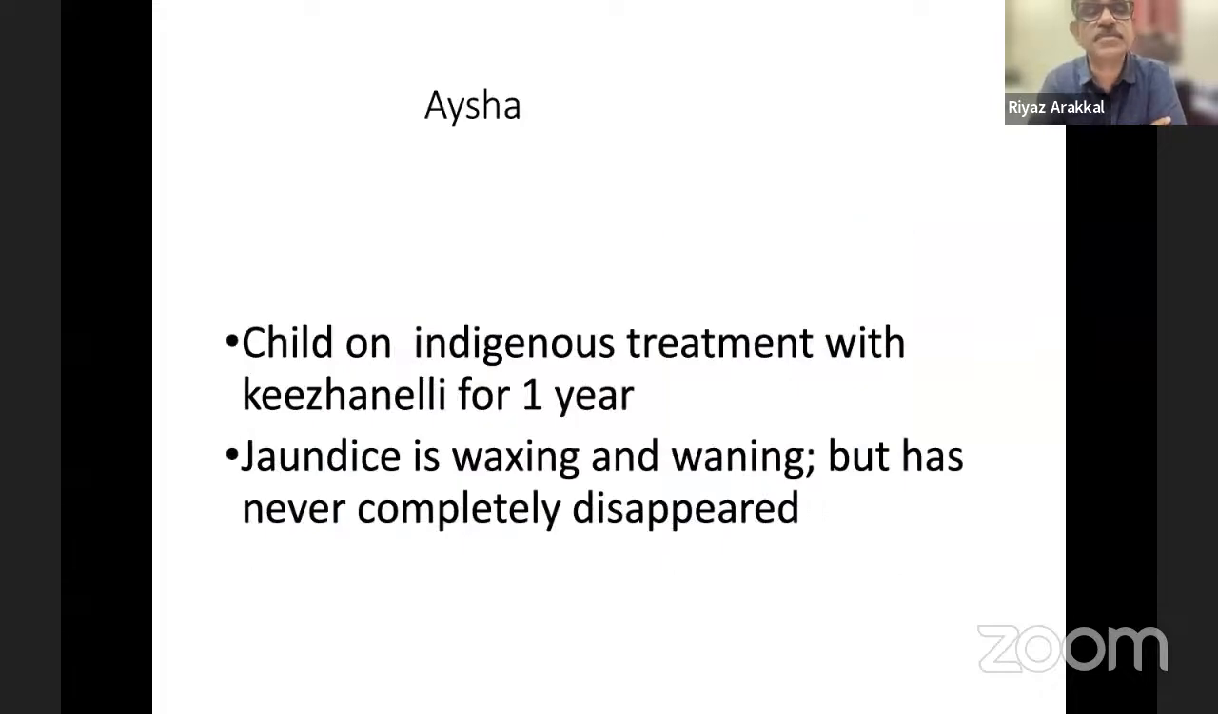The child was on indigenous treatment with Kiarnelli for the last 1 year, and her jaundice was waxing and waning, but has never completely disappeared. This is very important. For the past 1 year, the child has continued to have jaundice, which has never completely subsided. It is waxing and waning. This has to be a chronic liver disease.